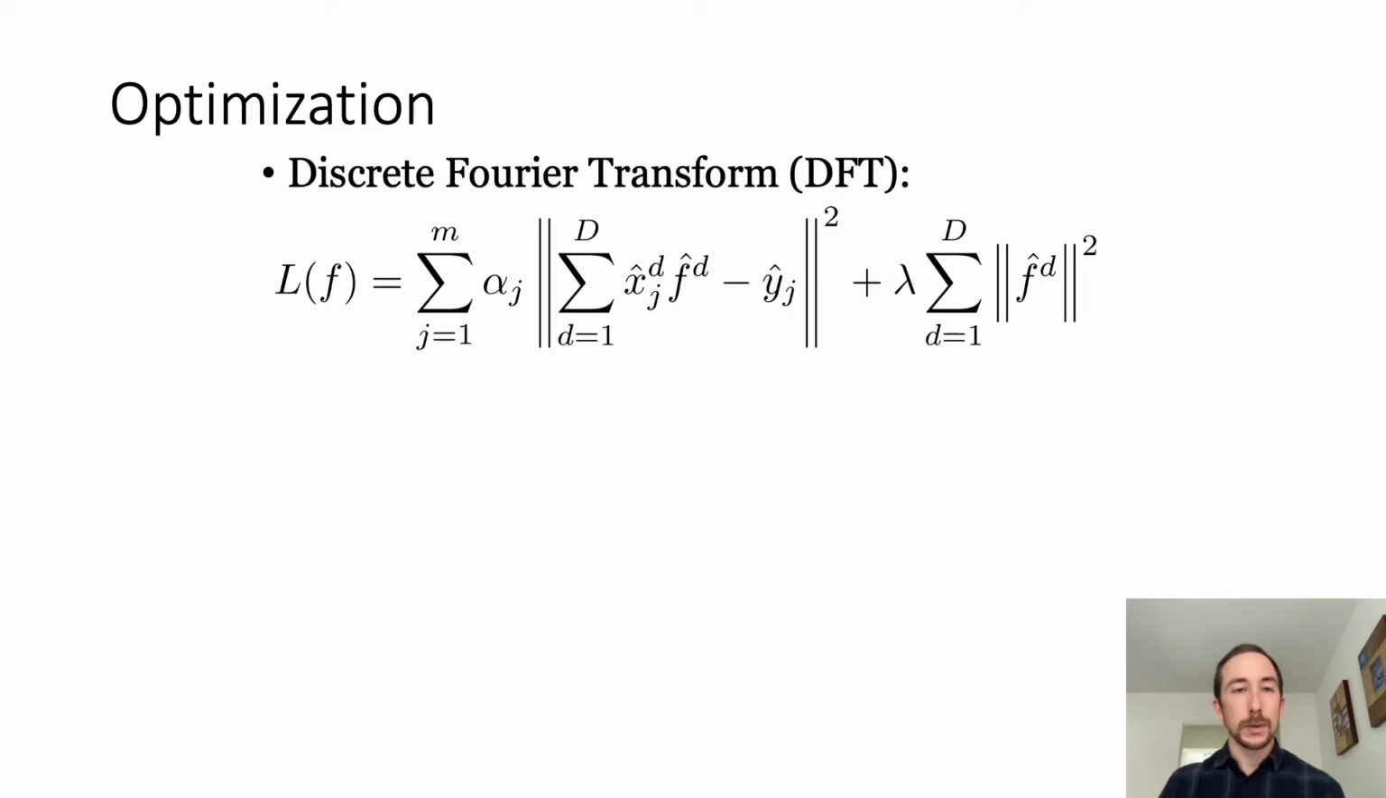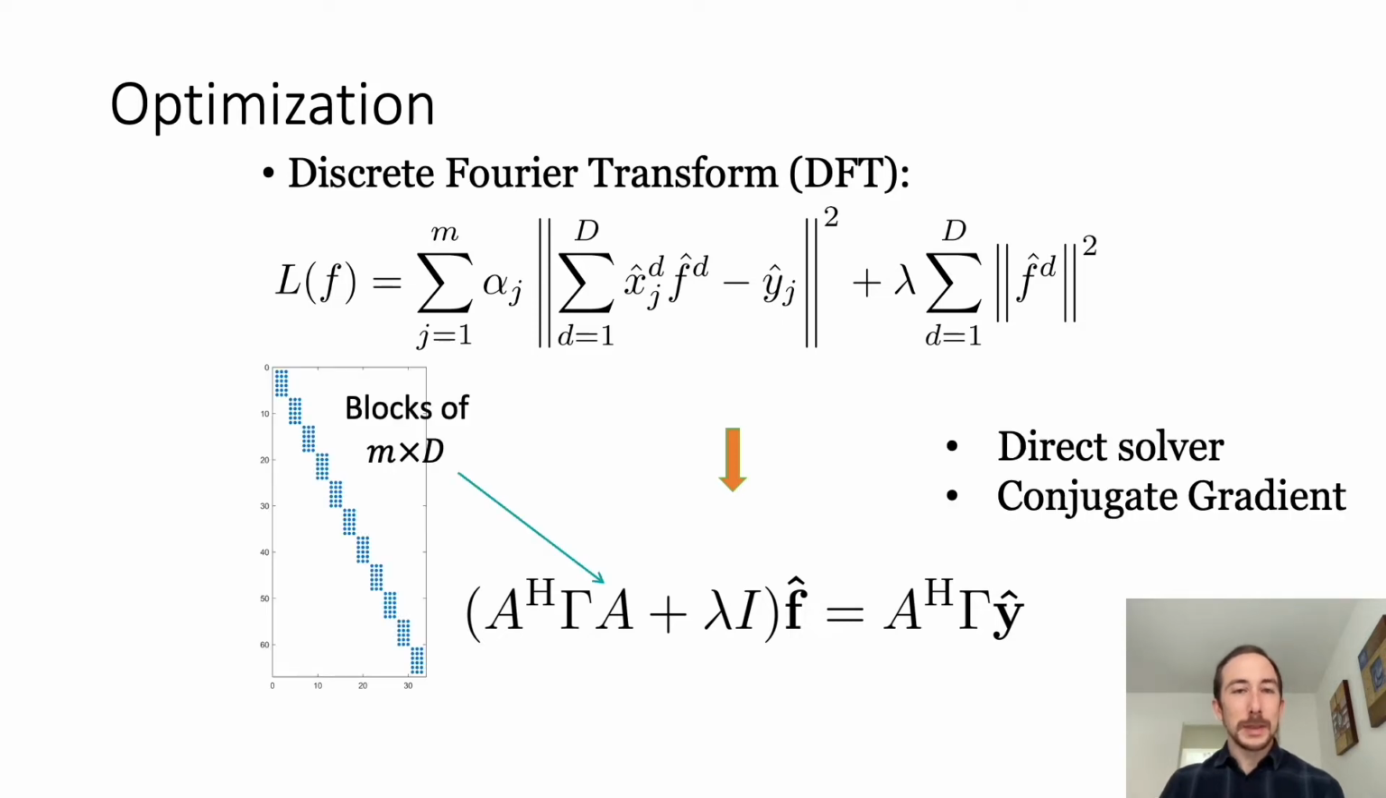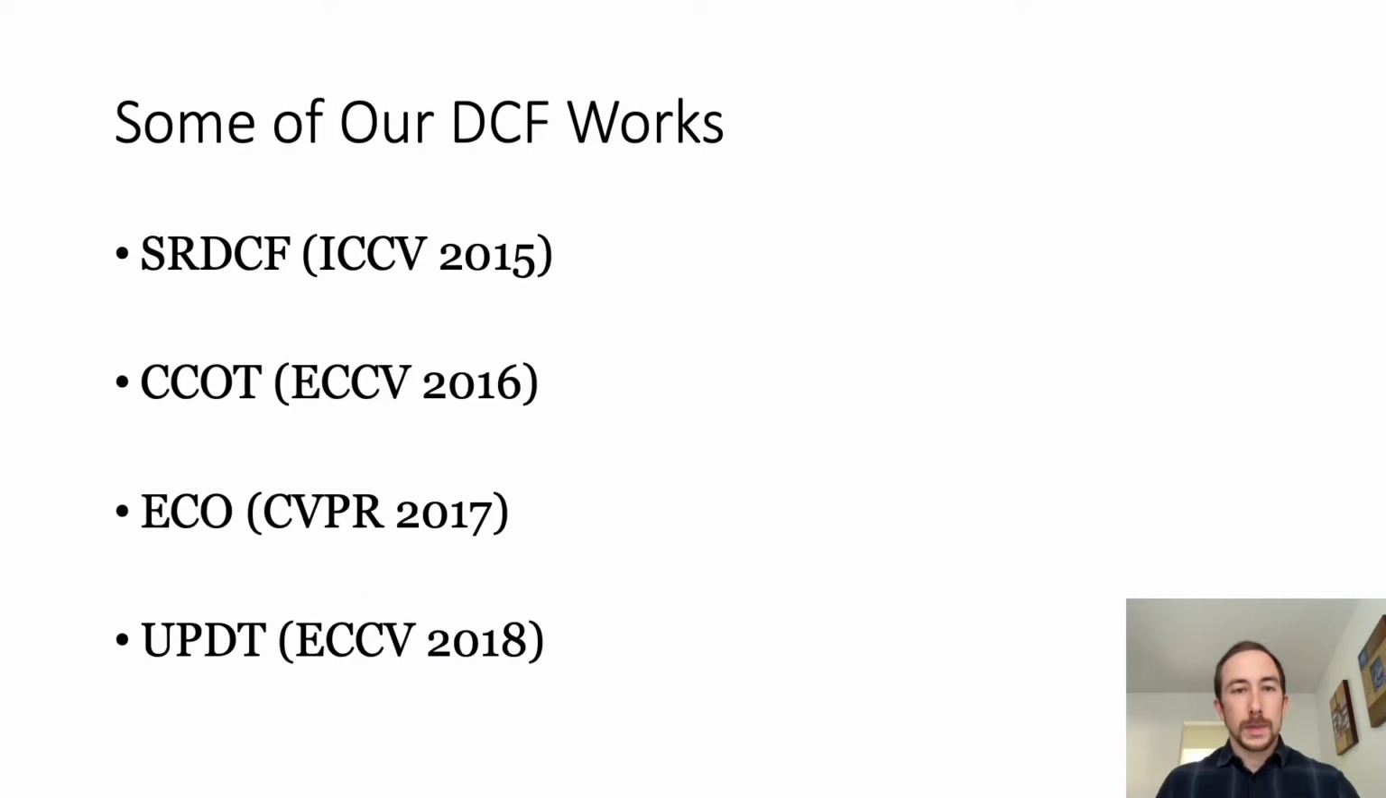From here we can further derive the set of normal equations. Now, what the DFT does is to sparsify or even diagonalize this equation system. And this allows us to apply efficient direct solvers or more efficient iterative methods like the conjugate gradient. So this formulation formed the basis of a number of our works going back to 2015.